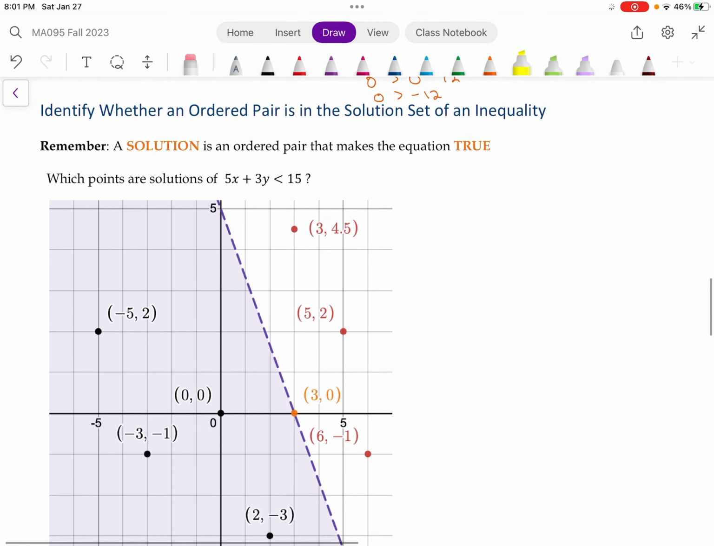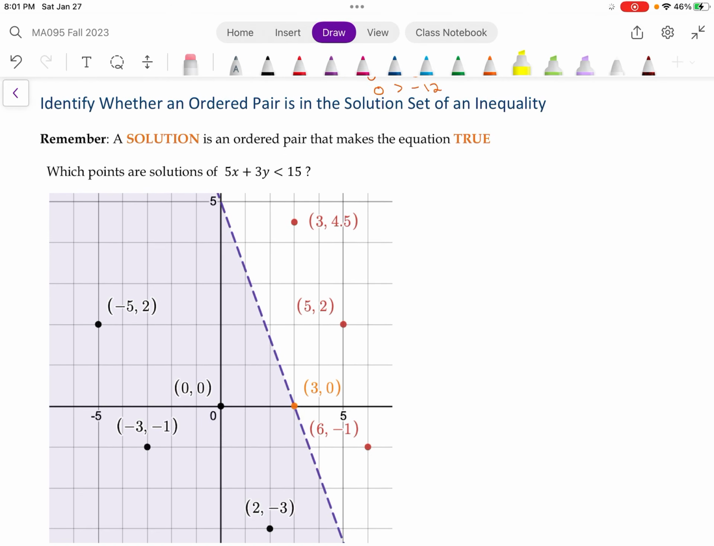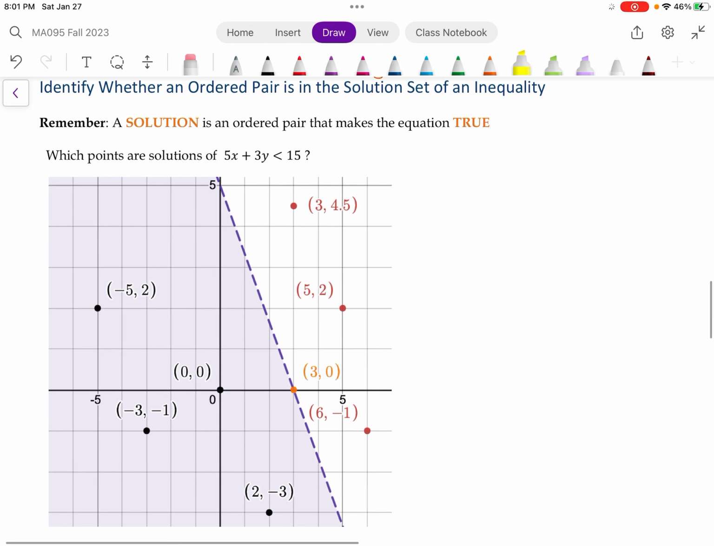All right, so now we're going to look at identifying whether an ordered pair is in the solution set of an inequality. So from a graph, it's very straightforward. Anything that is in the shaded portion, so remember, a solution is an ordered pair that makes an equation true. Now this time we're looking at makes an inequality true, right? So now we're looking here at an inequality. So we're not just looking at the line, we're looking at the shaded portion. And you've also got to think about the line.